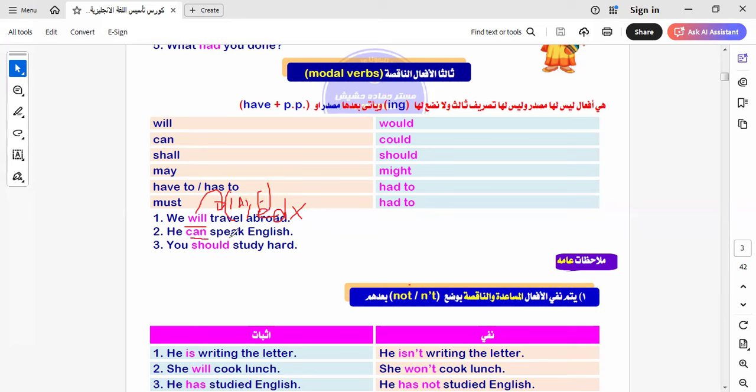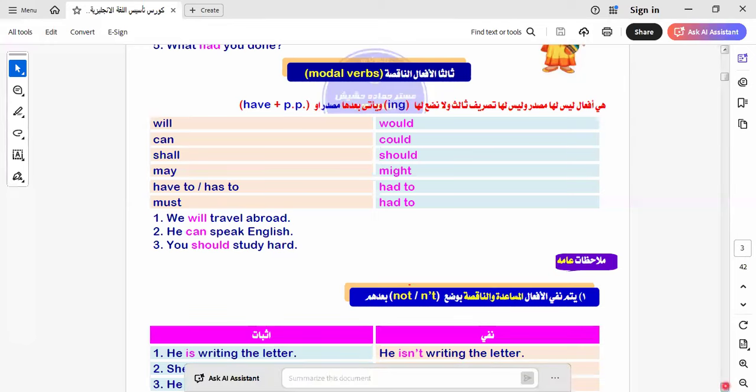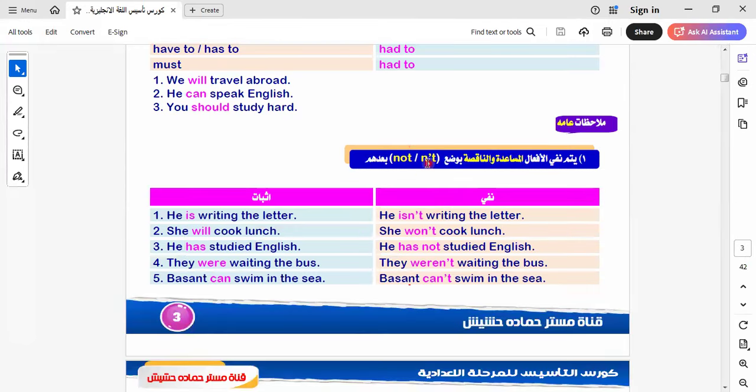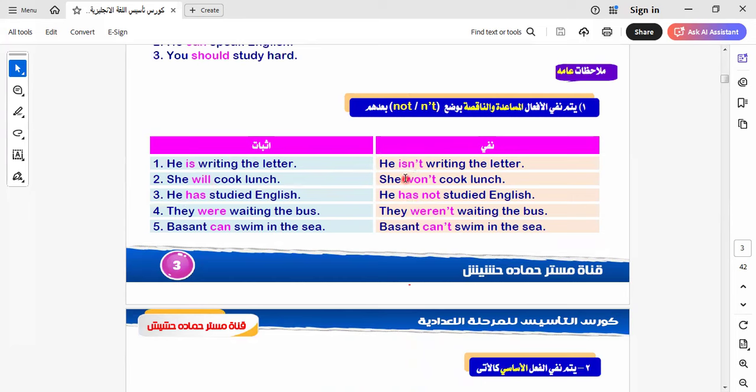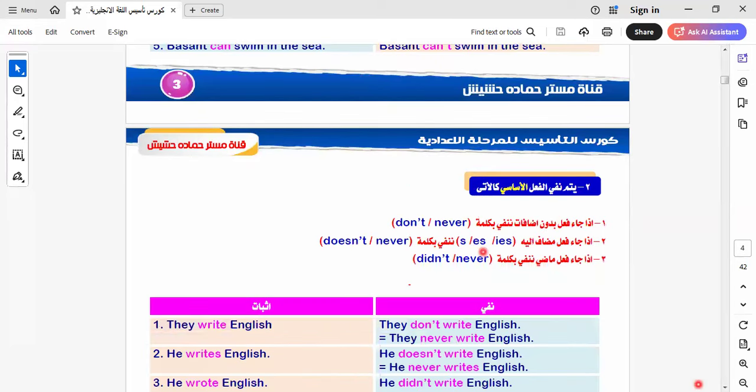Here we say he can speak. He should study. Let's continue the rest of the item here. In this part we use the abbreviation. You can practice how we use the abbreviation like this. He is writing the letter. When we make it negative, we make it like this: isn't writing. Will cook lunch, wouldn't cook. Here it will be hasn't studied. We can write has not as it is, or write it as an abbreviation. He will not wait. Can swim, can't swim.